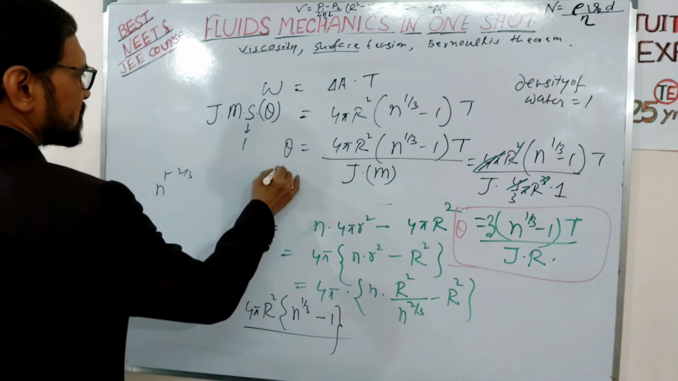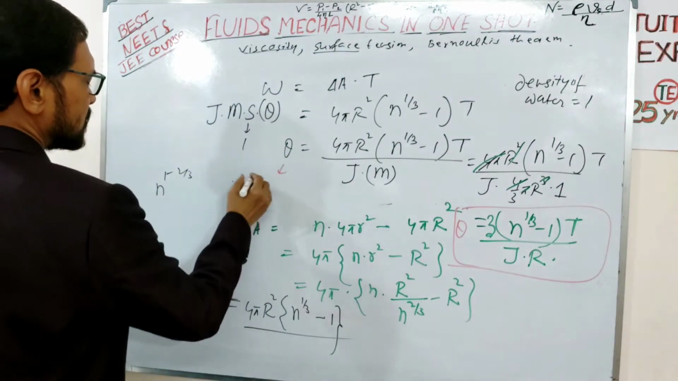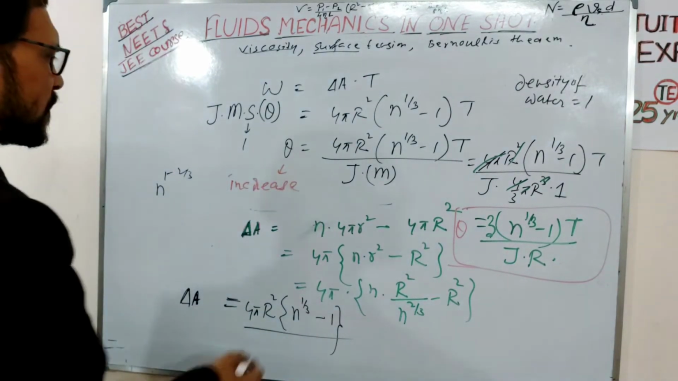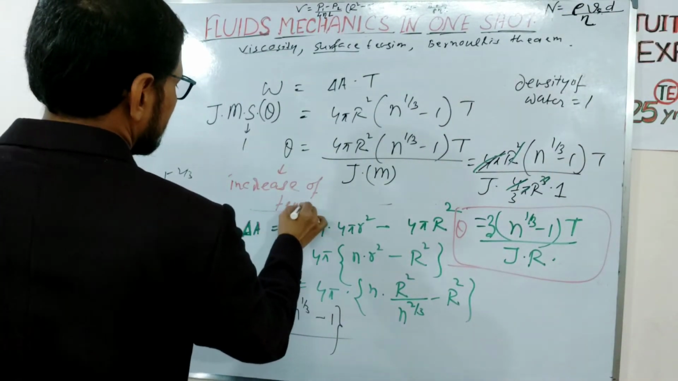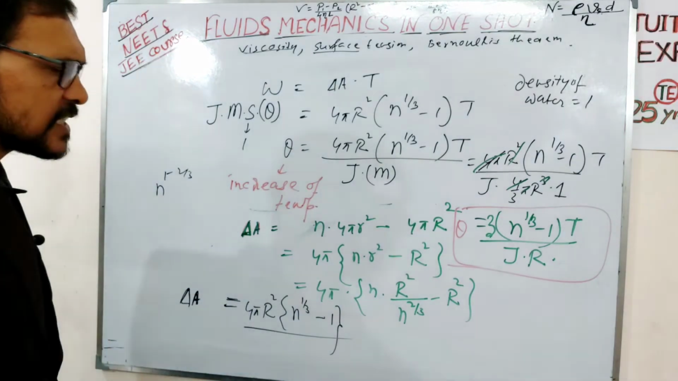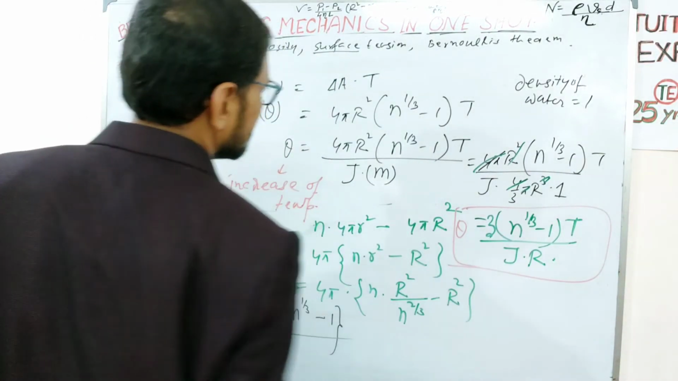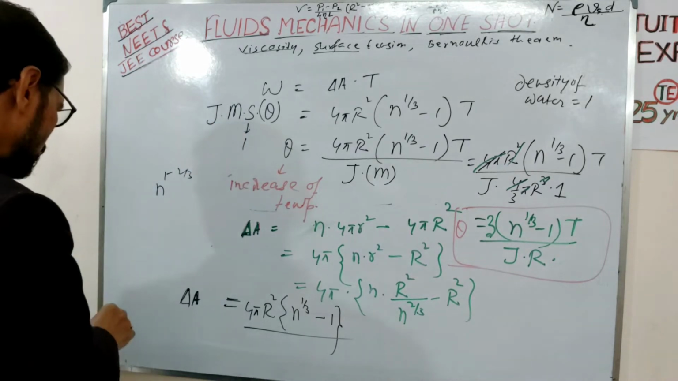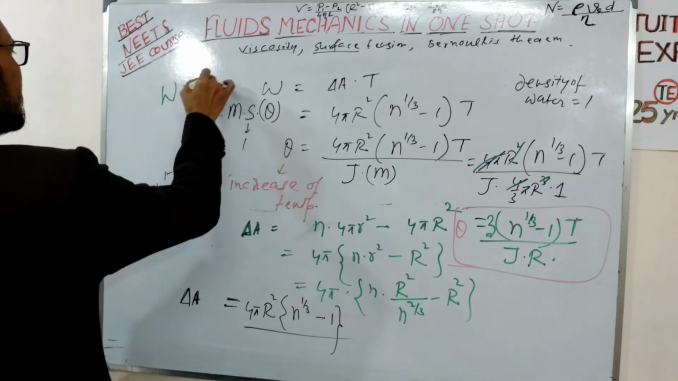Theta is the increase of temperature. The increase of temperature is equal to this. This is the answer. Okay. Now, work done W equal to J into H.